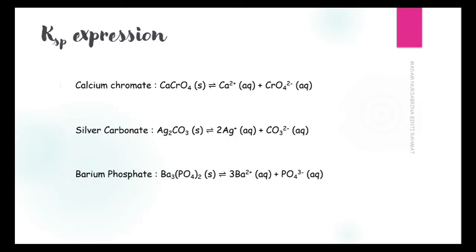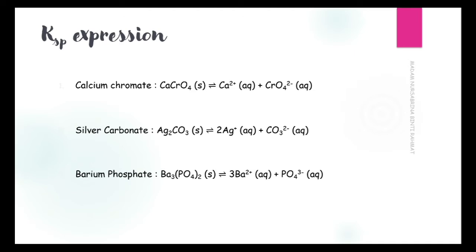Let's first learn how to write down the Ksp expression. I have here three different types of salts: calcium chromate, silver carbonate, and barium phosphate. As you can see, the dissolution of these salts is a reversible reaction. That means we have a mixture of precipitate with its dissolved solution, which lies at equilibrium. If it's in equilibrium, we will have equal amounts of precipitate with its dissolved solution.